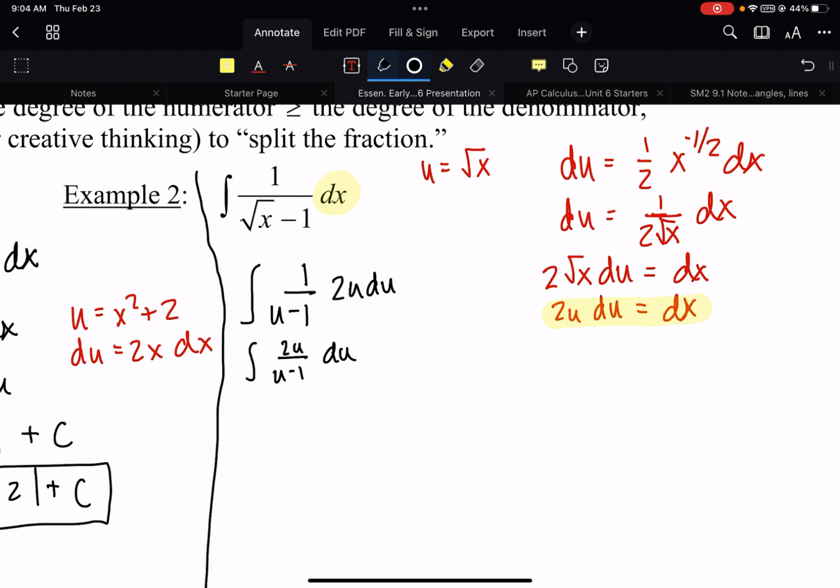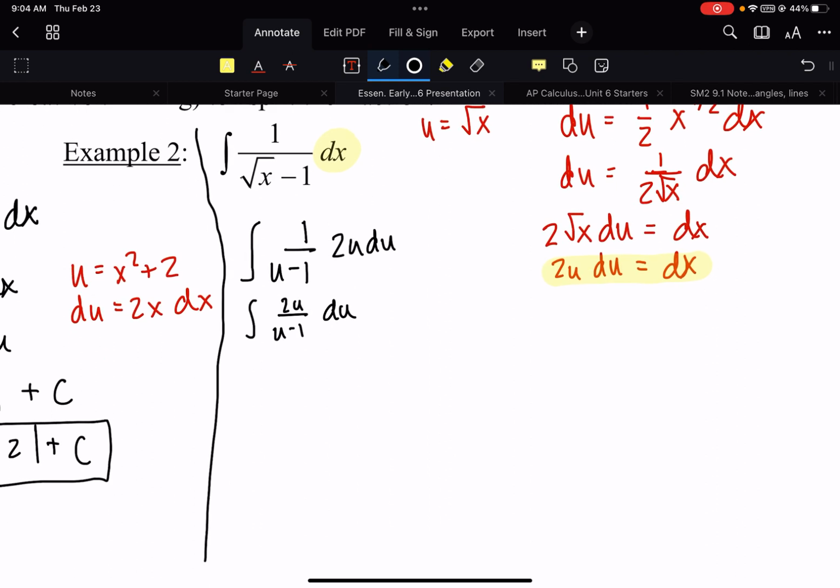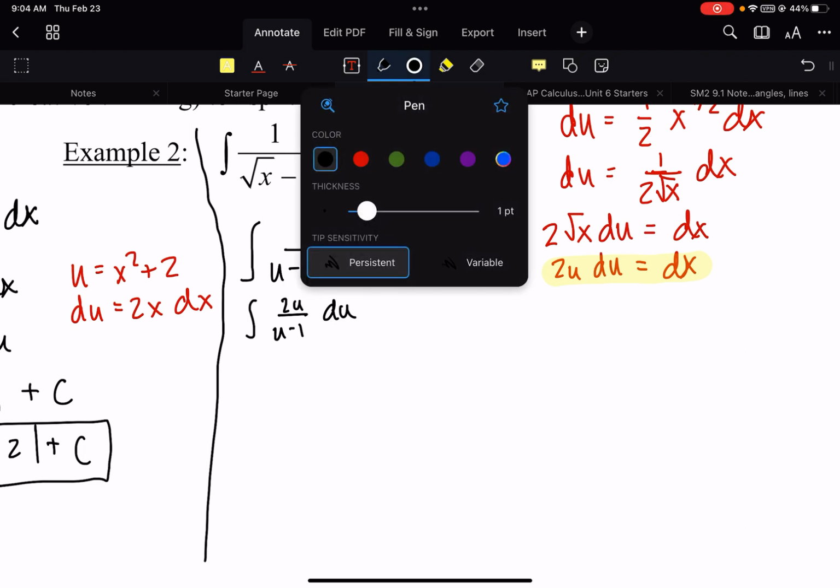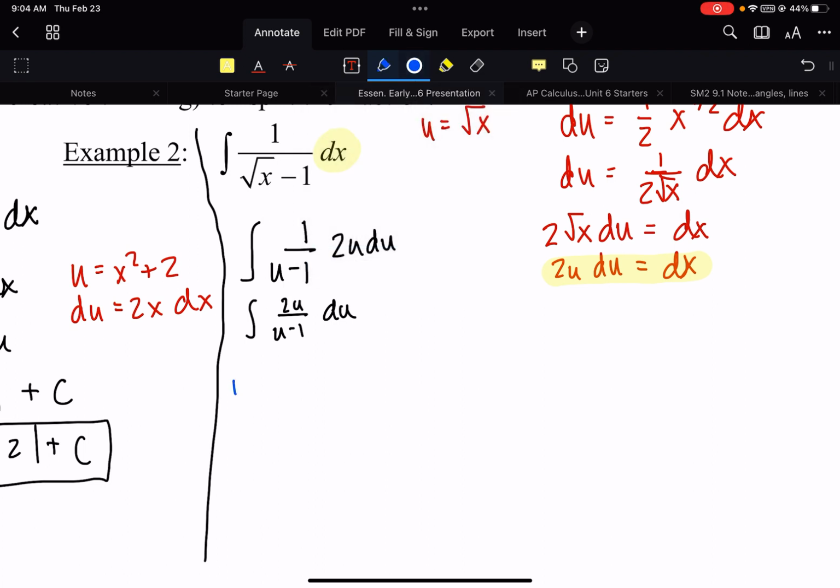Now, if you'll notice, the numerator has the same degree as the denominator, so we're going to do some lovely long division. So we have, I'll do this in blue right here, u minus 1 divided into 2u. So I'm going to multiply it by 2, and I get 2u minus 2, which I'm going to subtract. So I end up with the remainder of 2. So my answer would be 2 plus 2 over u minus 1.